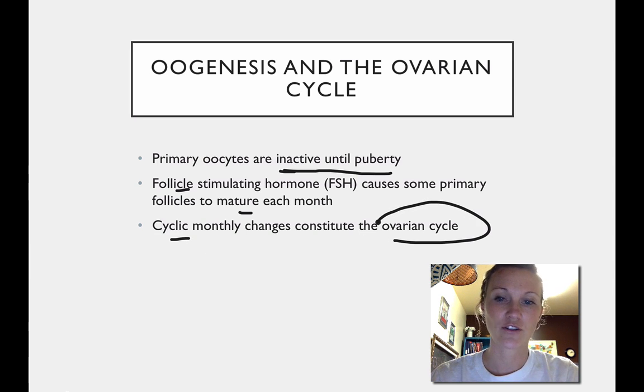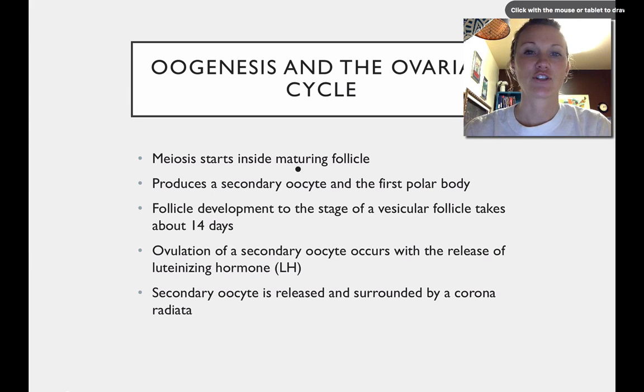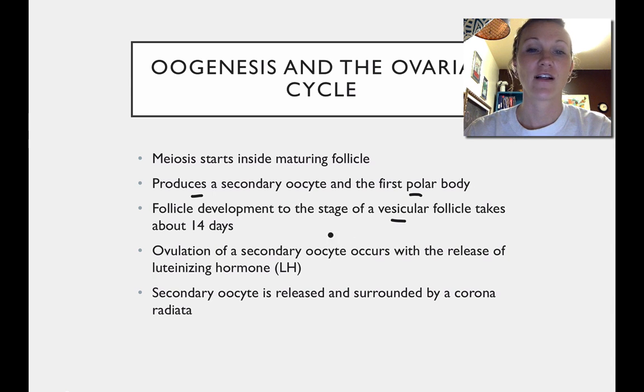It's a cycle. Sometimes we call it the menstrual cycle, but the actual menses, or the menstruation part, is just a few of those days of the overall ovarian cycle. Meiosis is going to start inside a maturing follicle. This produces a secondary oocyte and the first polar body. Follicle development to the stage of vesicular follicle takes about 14 days. Ovulation of that oocyte occurs with the release of luteinizing hormone.